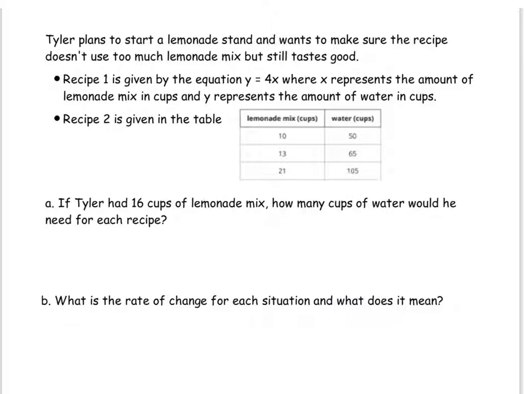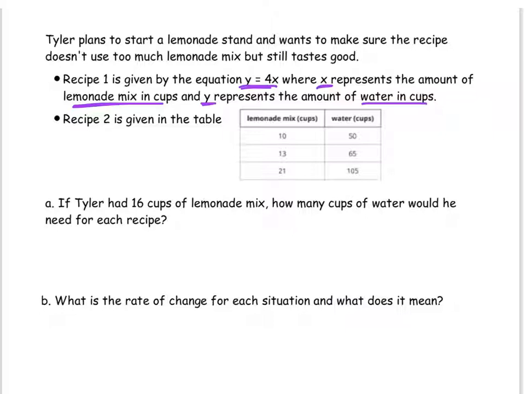Okay, and this last one says Tyler plans to start a lemonade stand and wants to make sure the recipe doesn't use too much lemonade mix, but still tastes good. Recipe 1 gives us the equation Y equals 4X, where X represents the amount of lemonade mix and Y represents the amount of water. Because remember, think about it. You have the lemonade mix, which is usually like a powder, and you add water to it, and you stir it up to get your lemonade.